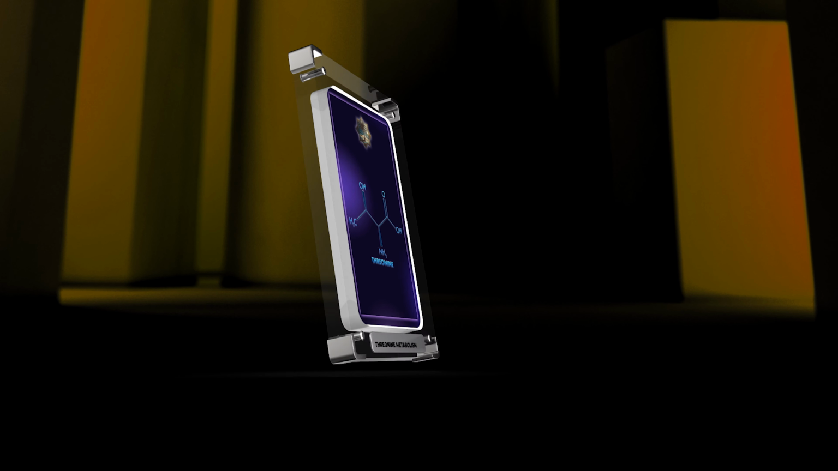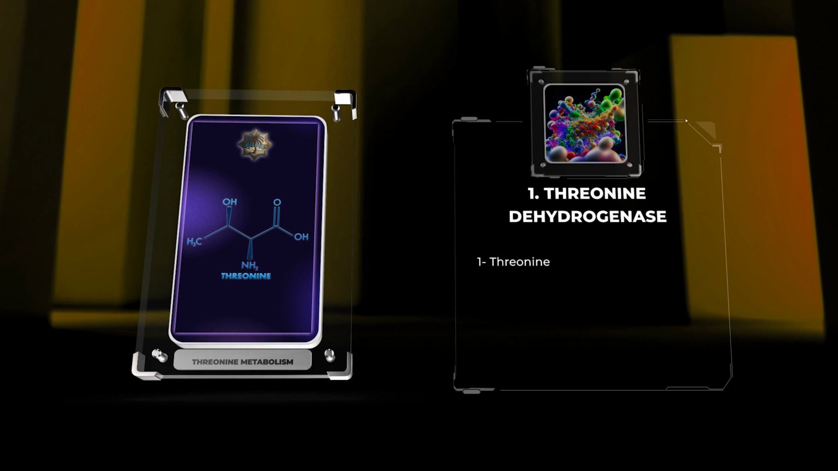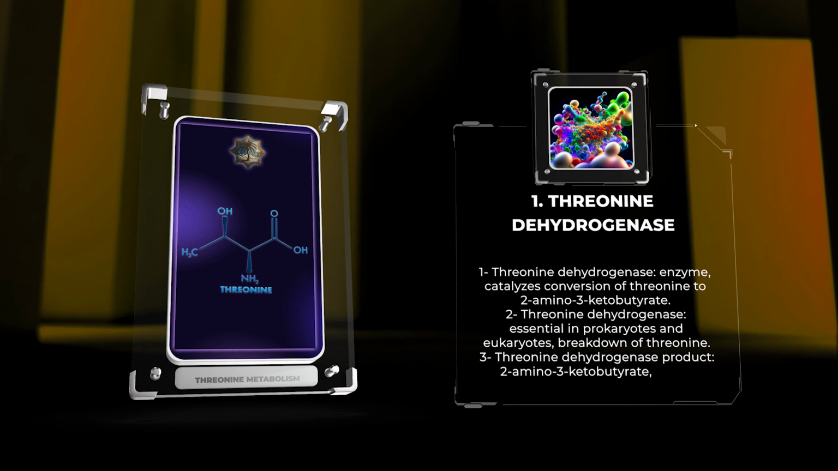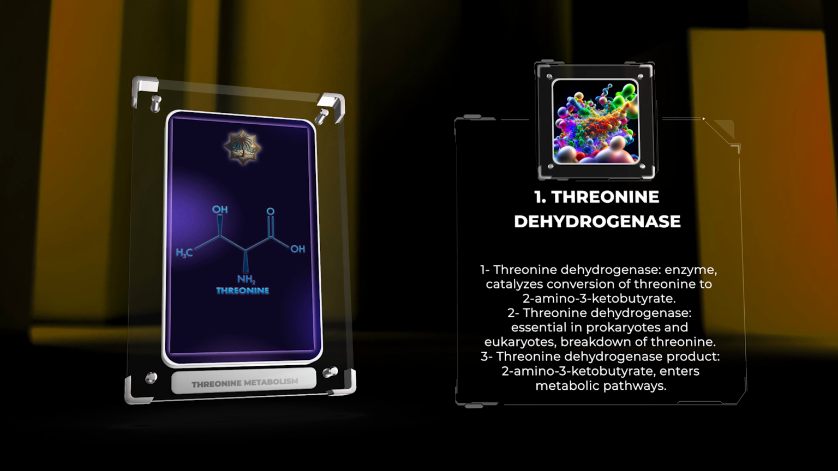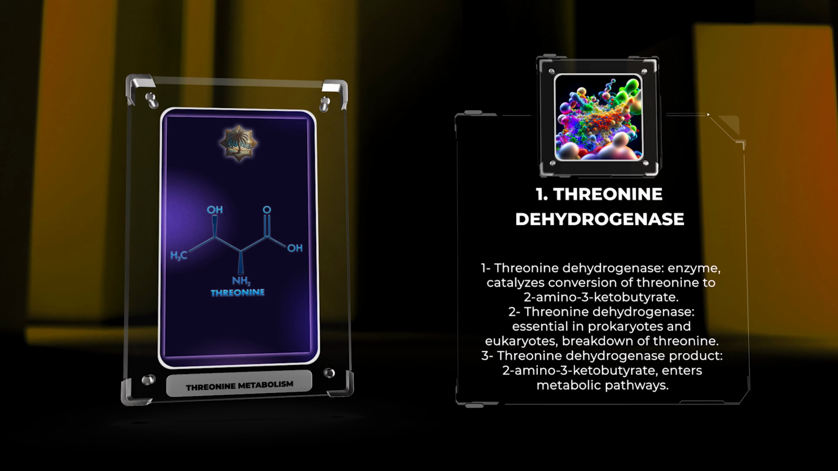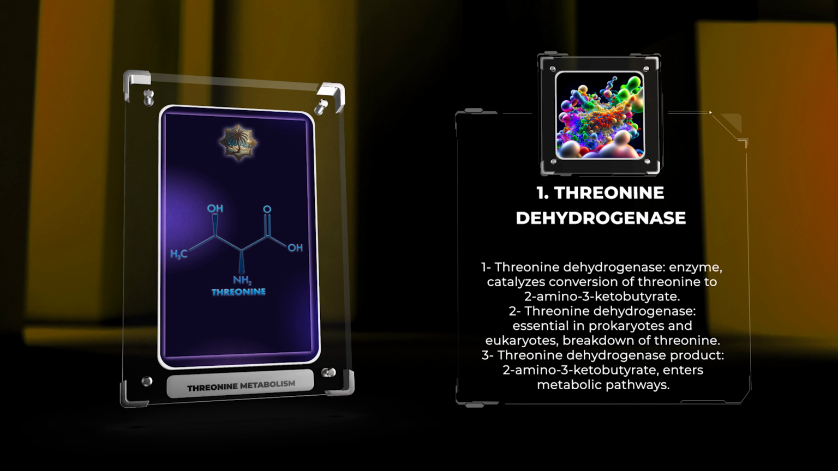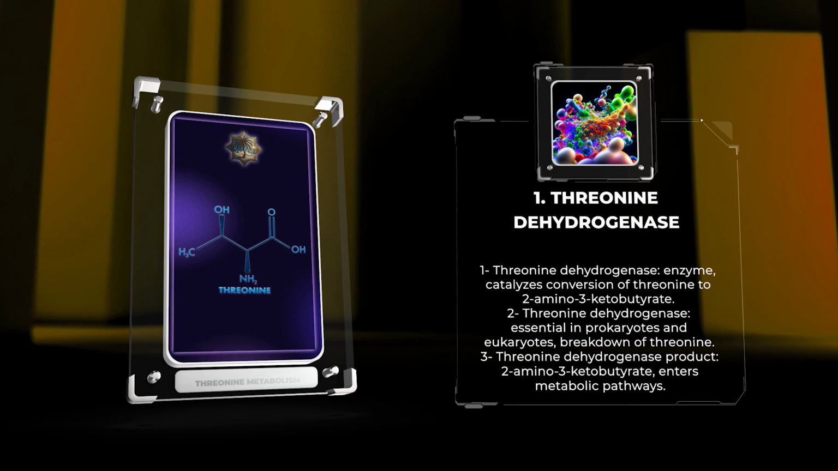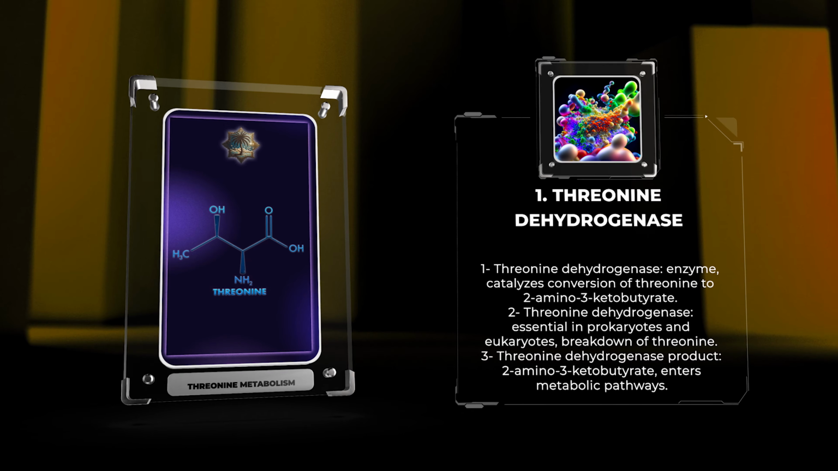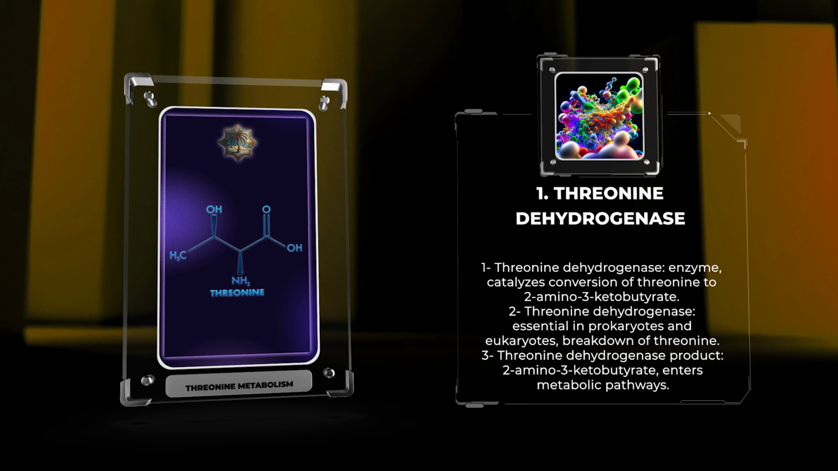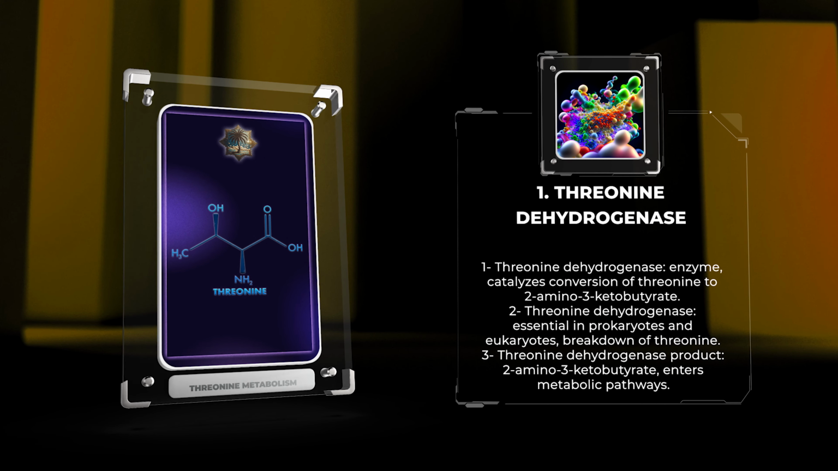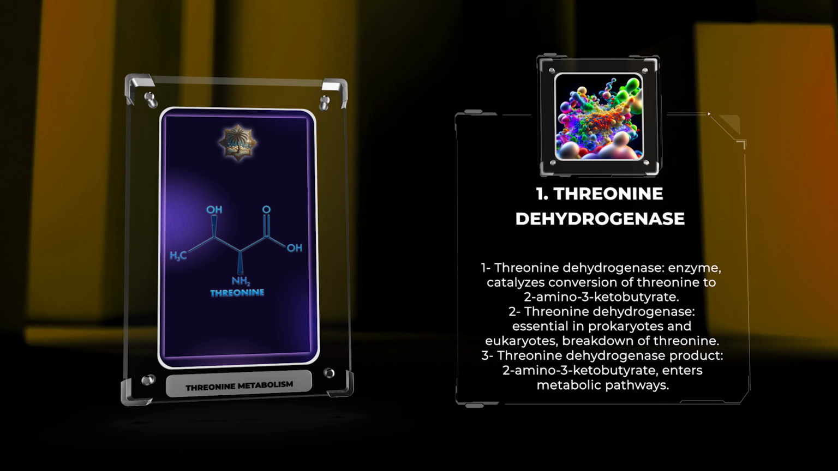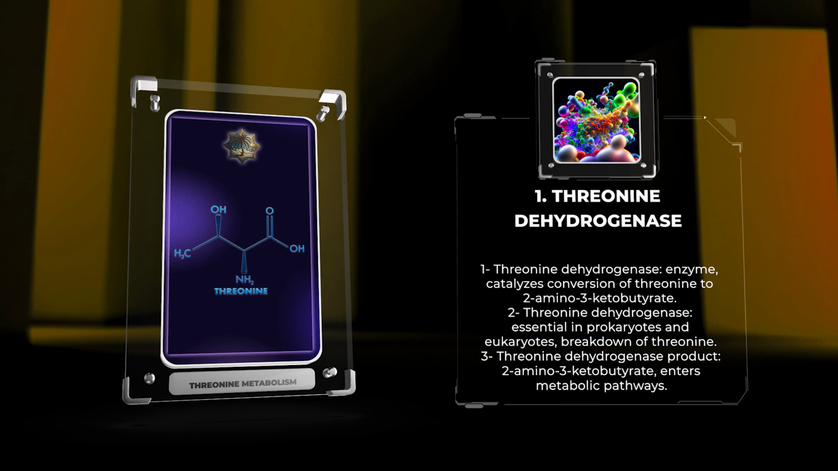Threonine dehydrogenase is an enzyme that catalyzes the conversion of threonine to 2-amino-3-ketobutyrate. This reaction involves the removal of a hydrogen atom from threonine, resulting in the formation of a keto group on the carbon adjacent to the amino group. Threonine dehydrogenase is essential in both prokaryotes and eukaryotes for the breakdown of threonine and its utilization as a carbon and nitrogen source. The product, 2-amino-3-ketobutyrate, can further enter several metabolic pathways.